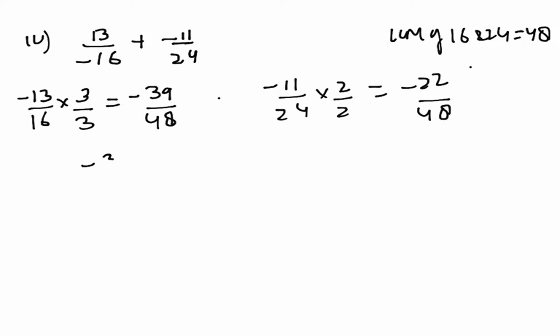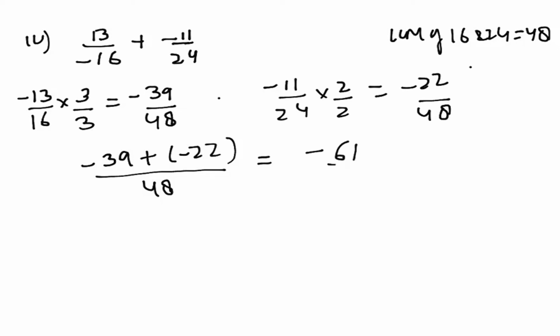So what do we have now? Minus 39 plus minus 22 by 48. 39 and 22, what will they give us? Minus 61 by 48. So this is how we add two rational numbers. Next, let's take some examples on subtraction.